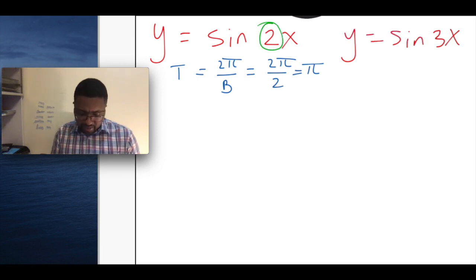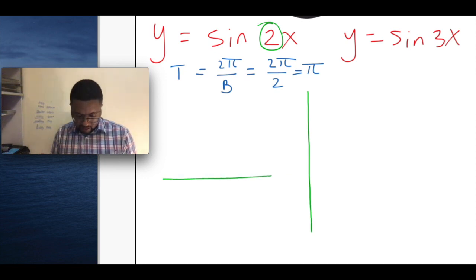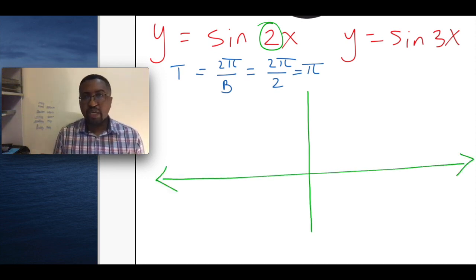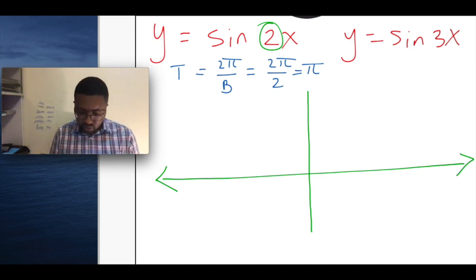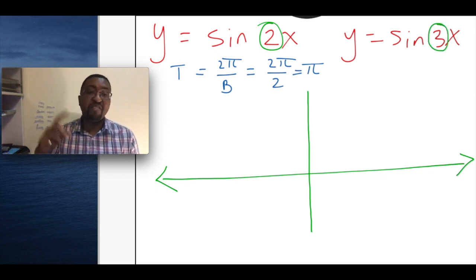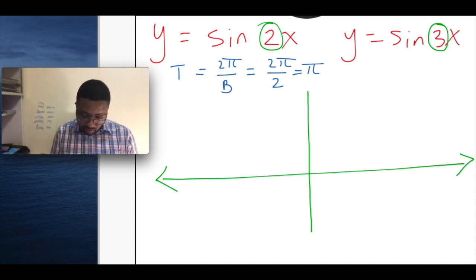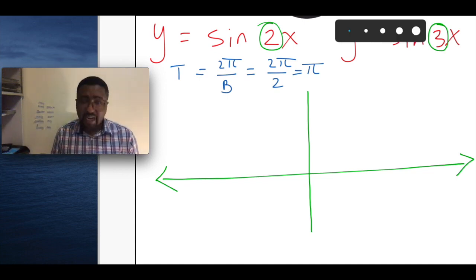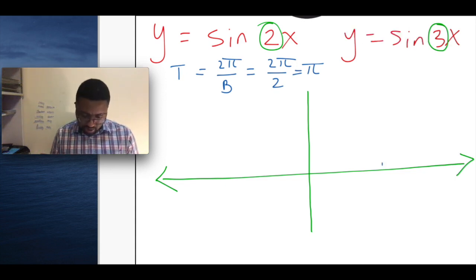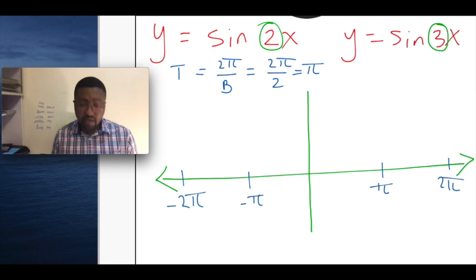What does this 2 mean really? It simply means that when you graph your function in 2 pi, you will have 2 cycles. Whereas for y equal to sine 3x, in 2 pi, you will have 3 cycles. Okay, so let's see what that means here. So again, I know the period is pi, so let's call this pi, 2 pi, -pi, -2 pi.